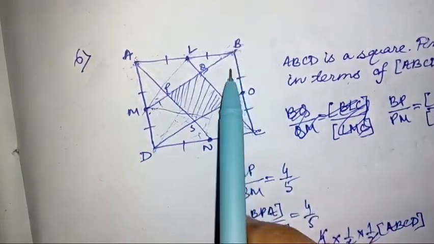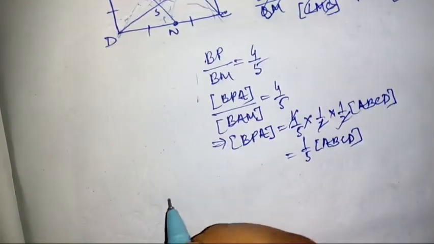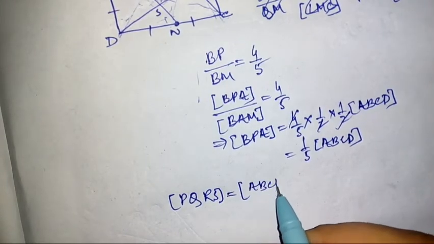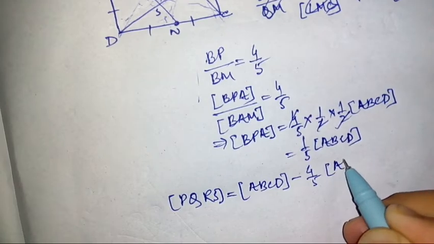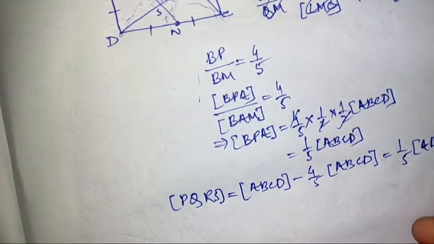So we get 4 triangles, 1, 2, 3, 4, and so we can directly say that the area of PQRS can be written as area of ABCD minus, we get 4 of these triangles, so 4/5 of the area of ABCD. So the answer will be 1/5 of area of ABCD, and this is our answer.